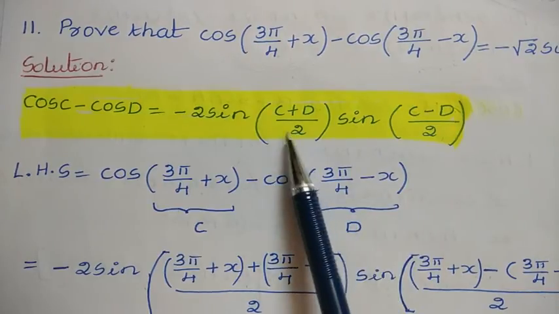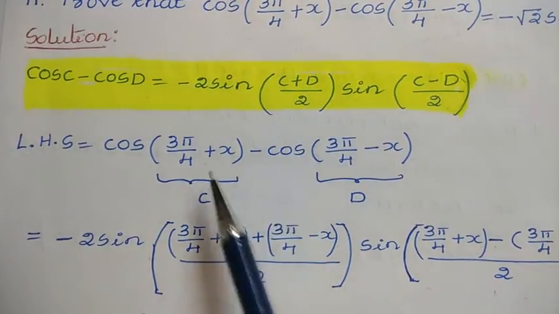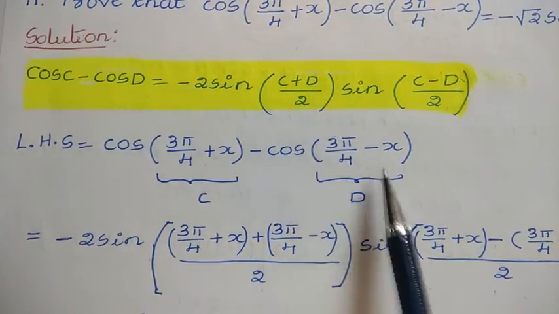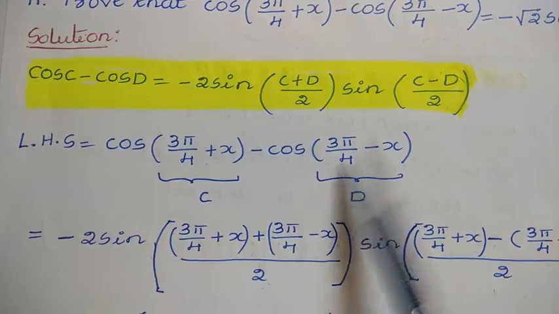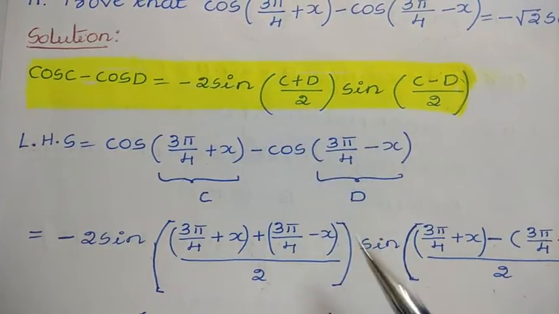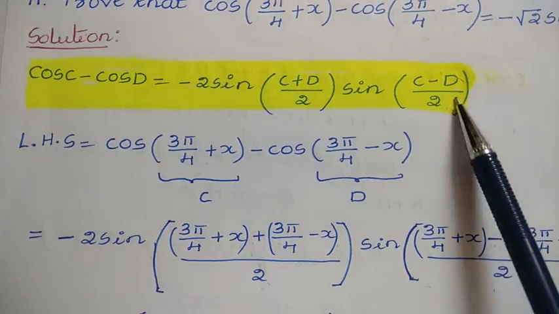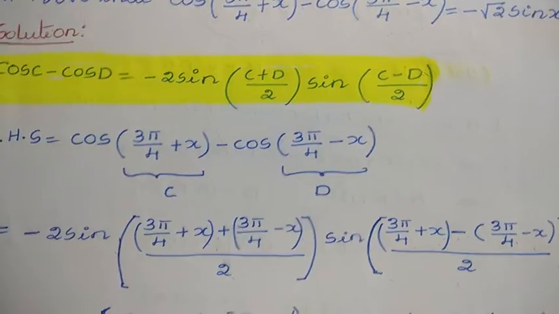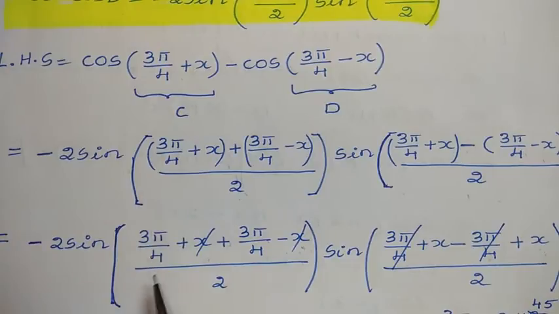So now just apply the formula: minus 2 sin. C is this one, 3 pi by 4 plus x, plus D. D is this one, 3 pi by 4 minus x, divided by 2. So now this part is over. Next, this one sin, C is 3 pi by 4 plus x, minus D is 3 pi by 4 minus x, divided by 2. Next here we will simplify this one: minus 2 sin (3 pi by 4 plus x plus 3 pi by 4 minus x).